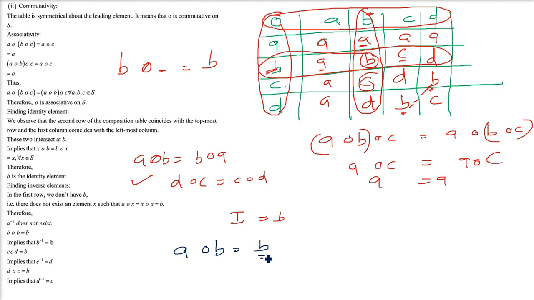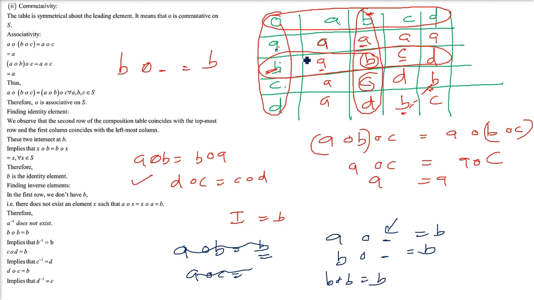So A operation B is B. From the table I'm saying that the identity element is B. When we operate anything with B, that element should come back. So here you see in this table, when we operate A with this identity element, A should come. And we know that the identity element is B. So B operation B is B. See, B operation B is B. So B is the inverse of B.